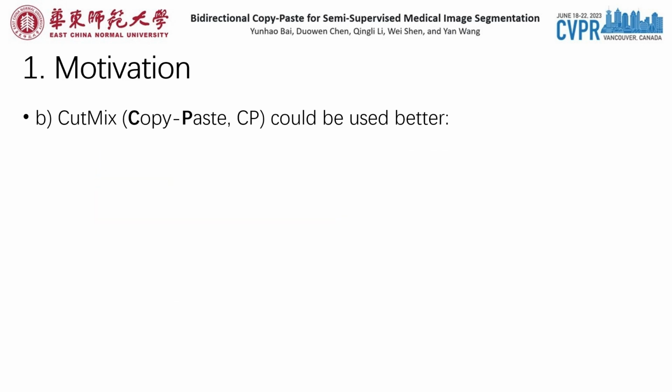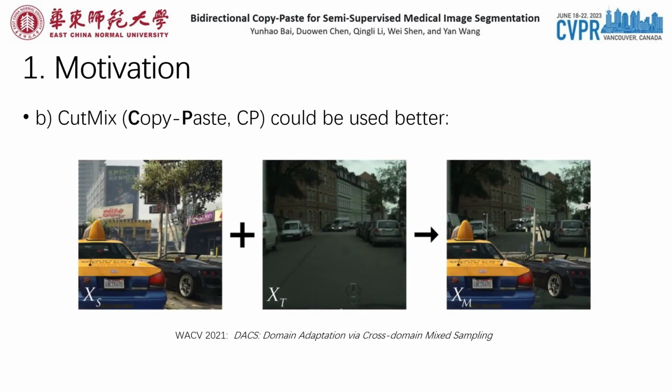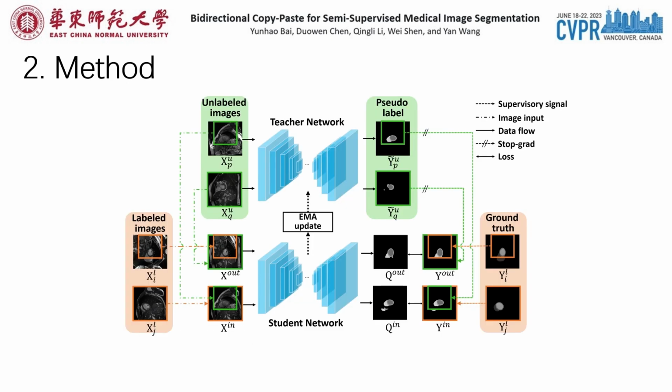Many methods of using CutMix between labeled and unlabeled data have also been proposed, but they mostly use the ground truth of labeled data to paste the foreground of the labeled data onto the unlabeled data, and the learning paradigm between labeled and unlabeled data is still inconsistent and unsymmetrical.